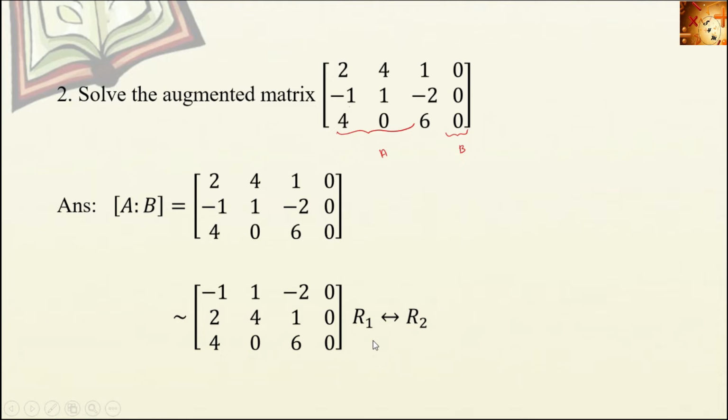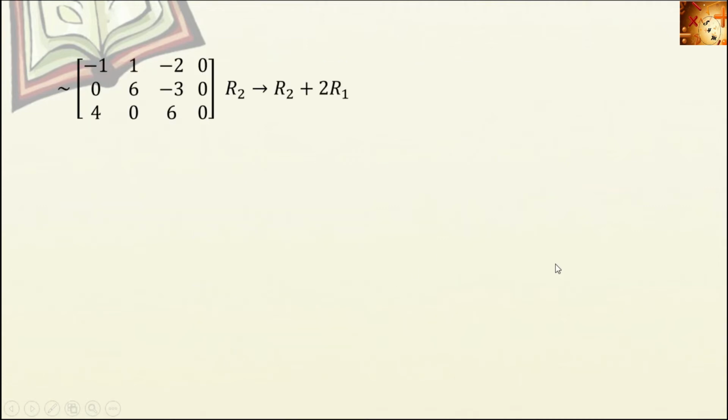Next we want to make this an upper triangular form. Here the diagonal is minus 1, 4, 6. This is the diagonal element. So we want to make the 2 and 4 below as 0. Already this is 0. So the transformation is R2 changes to R2 plus 2R1. So the element will be 0, then 6, minus 3, 0.